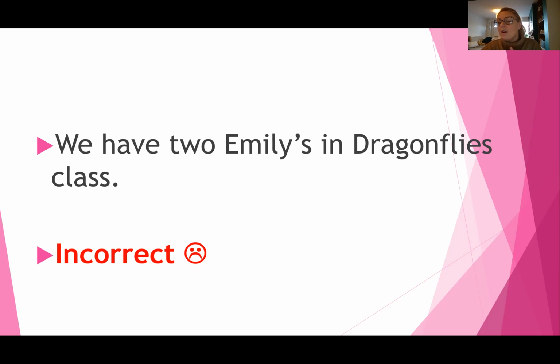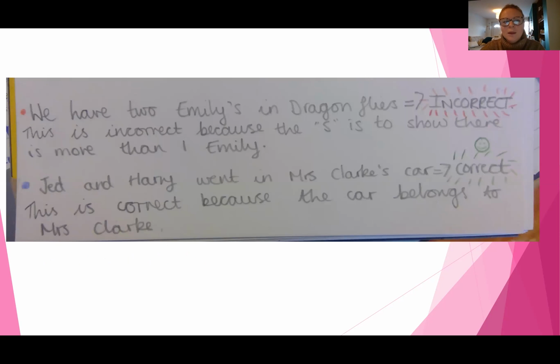I did. Right, the last writing thing I'd like you to do, if you've got time, is to write in your book one example that we have come up with that was wrong, and one example that we have come up with that was right, and then explain underneath how you know they are wrong or right. So have a look at my example. So I chose the incorrect one of we have two Emilys in Dragonflies. And I've written underneath, this is incorrect because the S is to show there is more than one Emily.